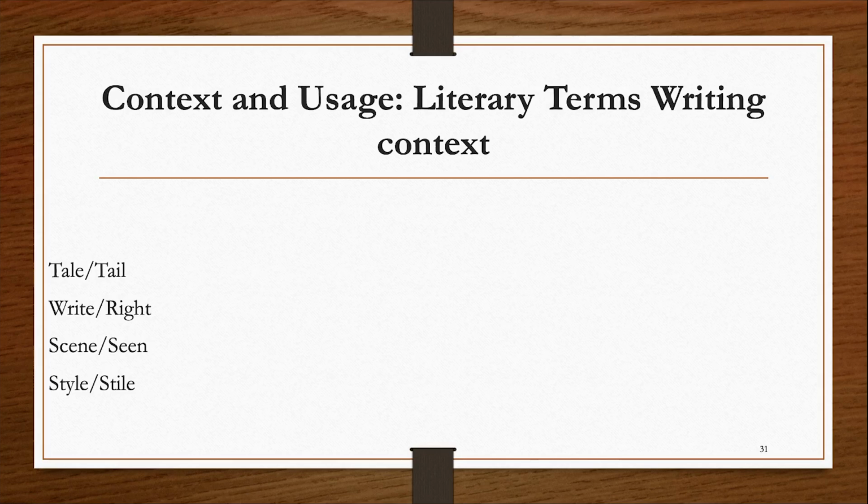The next is style and stile. Now, style is a distinctive manner of expression or design that is unique to someone or something. She has a unique writing style. Whereas stile is a type of gate or step used for climbing over a fence or wall. He climbed over the stile to enter the field.